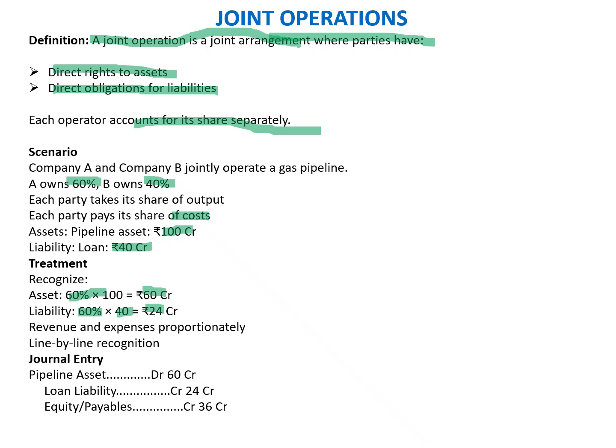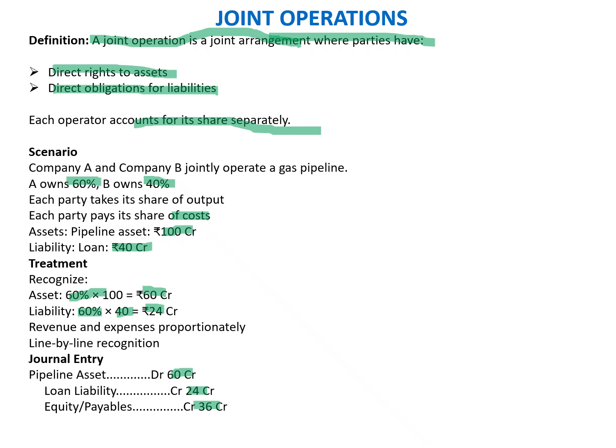So the entry that would be passed in the books of A is: asset would be debited with 60 crore, liability will be credited with 24 crore, and the balance would be either equity or payable depending upon whether they have taken any loans. If not, then that would be treated as an equity contribution. So this is how the accounting will happen when a particular arrangement is established as a joint operation, where each party has separate rights on the individual list of the assets and the obligations. So with this, we are clear on the concept of the joint operation and the accounting treatment.